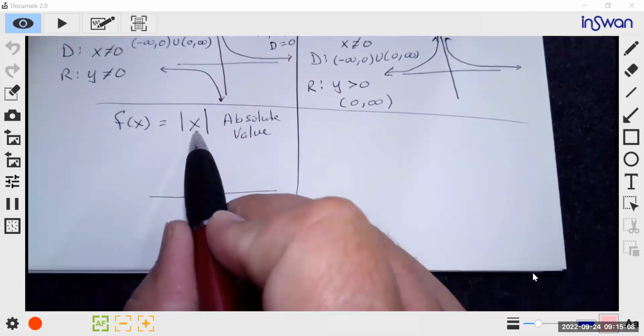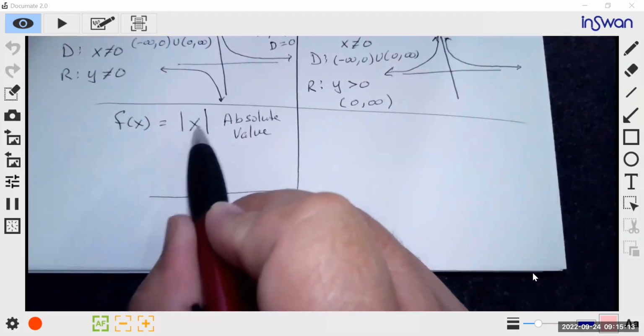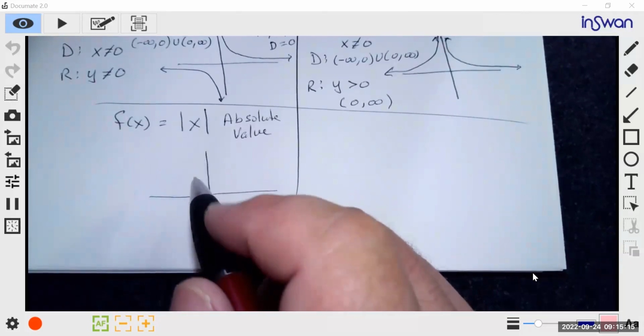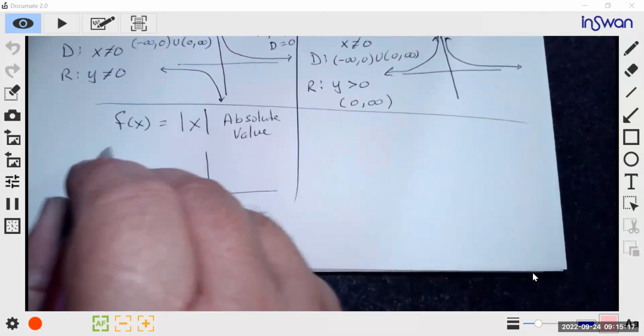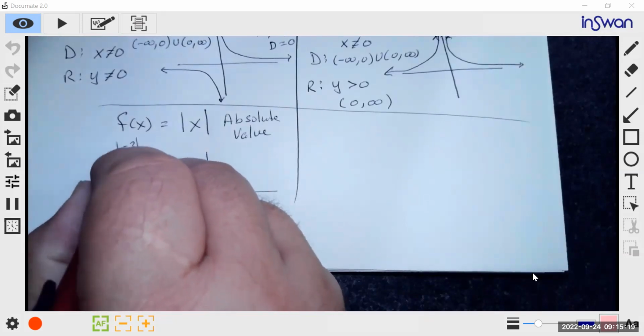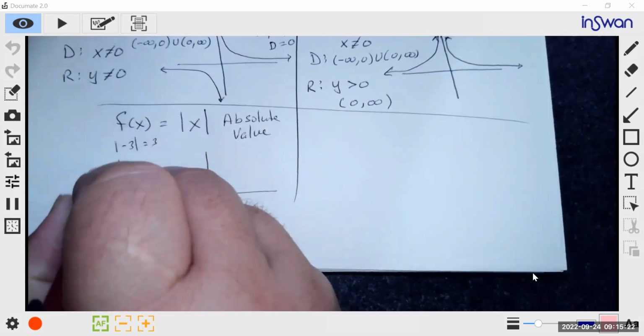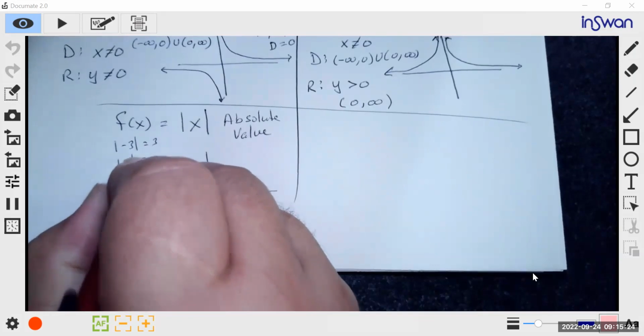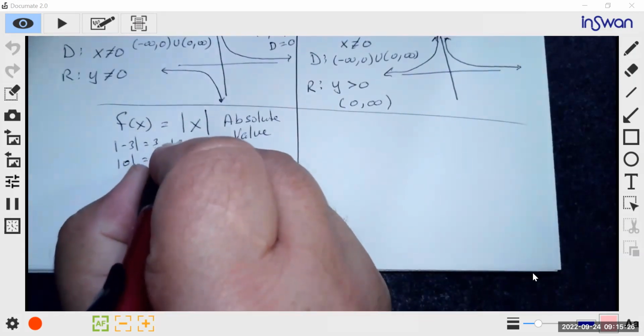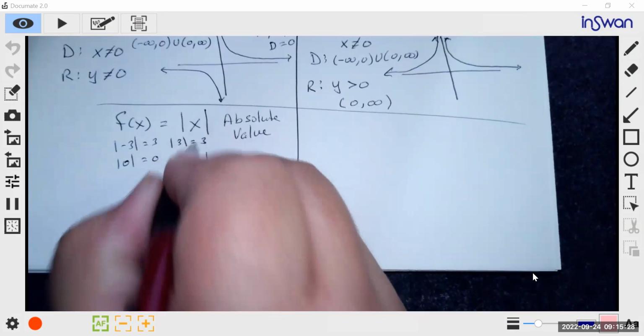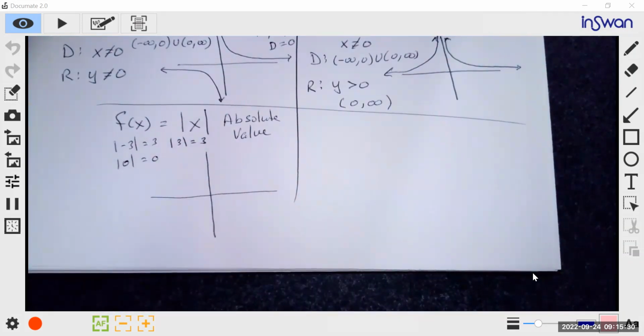Can you put negatives inside there? No. Yeah, you can. Absolute value of -3 is 3. Okay. So you can put negative numbers inside there. Can you put 0 inside there? Yeah. And you can put positive numbers inside there. Absolute value of 3 is 3. What it does is it takes whatever number, not an equation, but a number, and makes it just positive inside there.